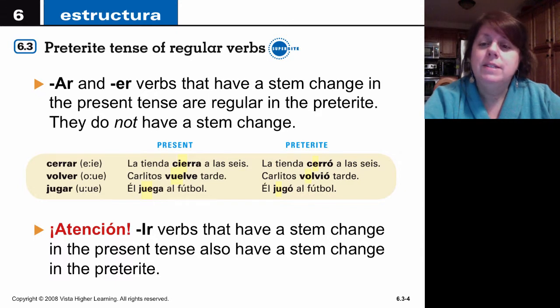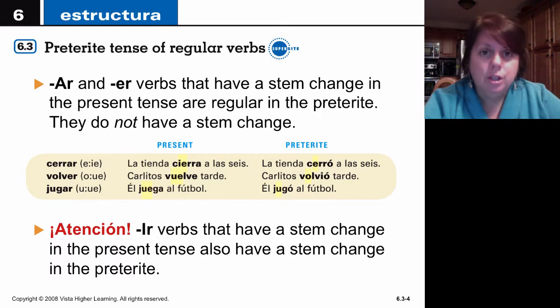AR and ER verbs that have a stem change in the present tense are regular in the preterite. They do not have a stem change. Now, I'm going to emphasize that is only true of AR and ER verbs that have a stem change. So, look at the verbs listed here. Cerrar, to close, right? Volver, to return. Jugar, to play. Those verbs do not carry over the stem change. You simply use the jug, the volv, or the cerr part of the verb.